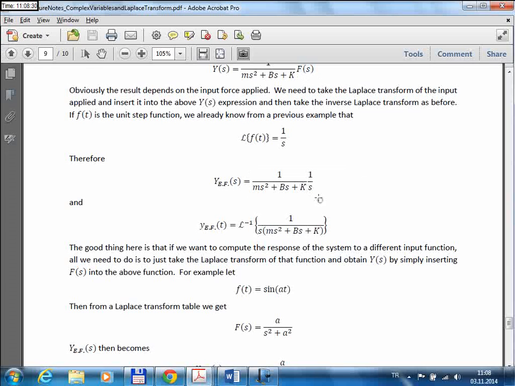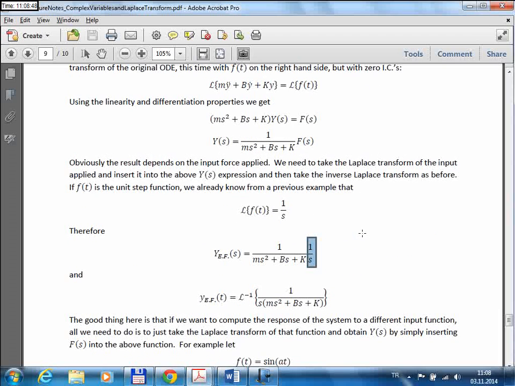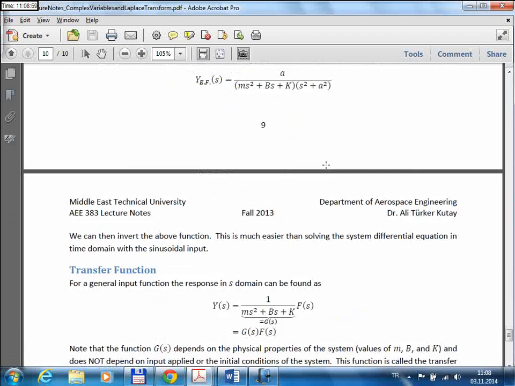Whatever you have here is just a property of the system. This part is composed of the mass value, the damper constant, and spring constant. And this part doesn't change. If you change the input signal, only the term that multiplies it changes. So if you have a sine wave, you put it here. If you have a ramp signal, you put it here. If you have any other signal, you put it there, and you calculate the function that way.